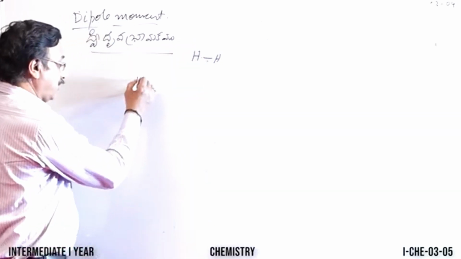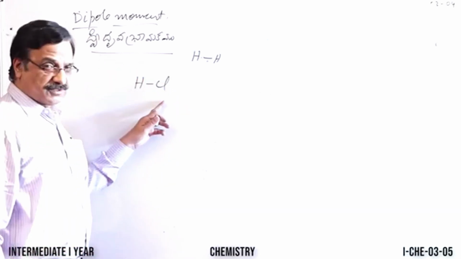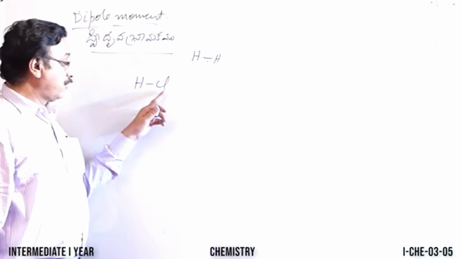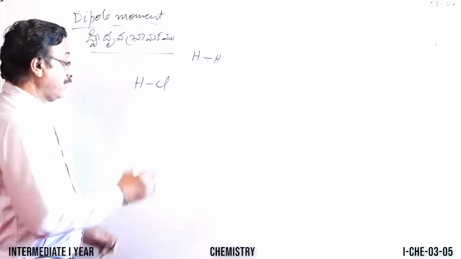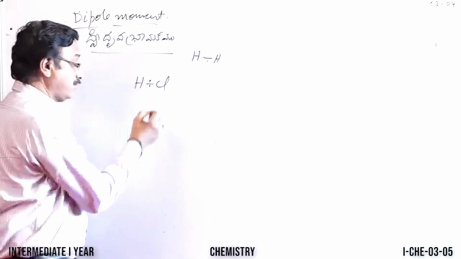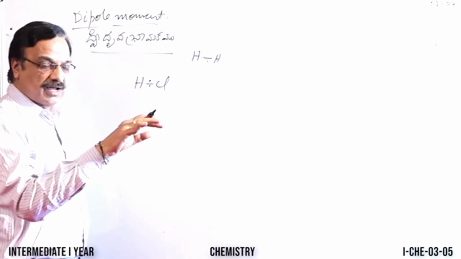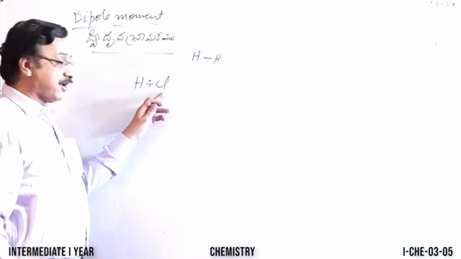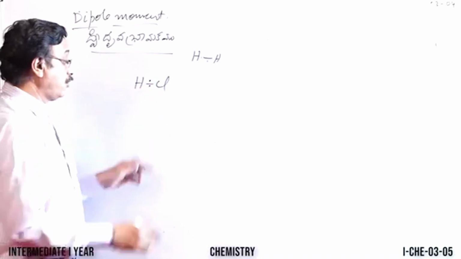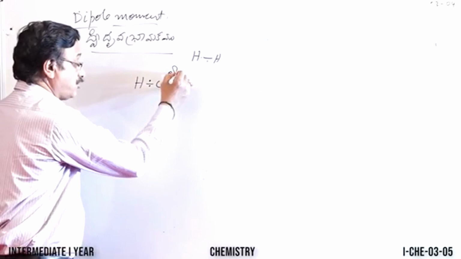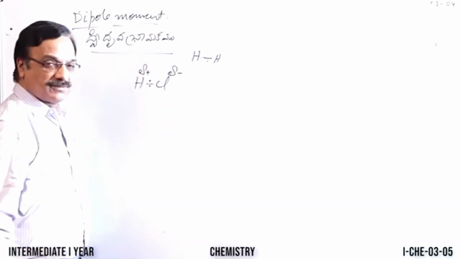Whereas in a molecule like HCl, there is an electronegativity difference. The electronegativity of chlorine is more than hydrogen. In that case, the shared pair of electrons between the two atoms moves toward the chlorine side. As a result, the electron density around the chlorine increases, so chlorine gets a partial negative charge. The hydrogen gets a partial positive charge.